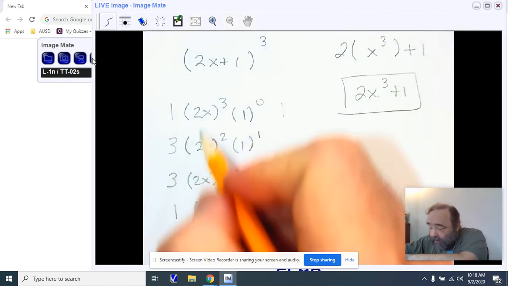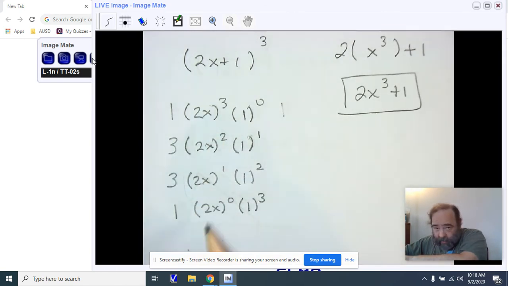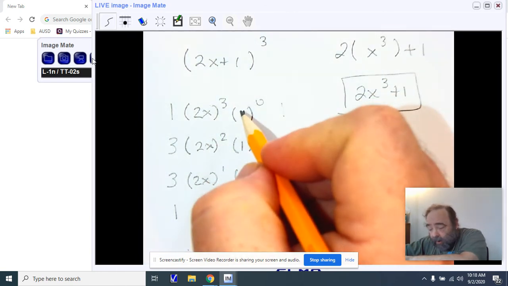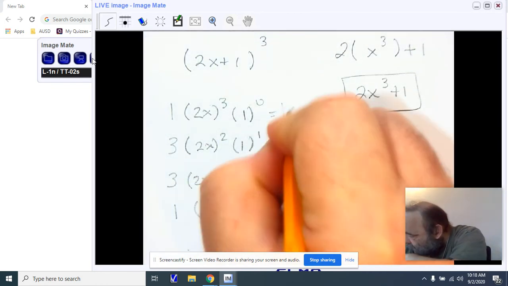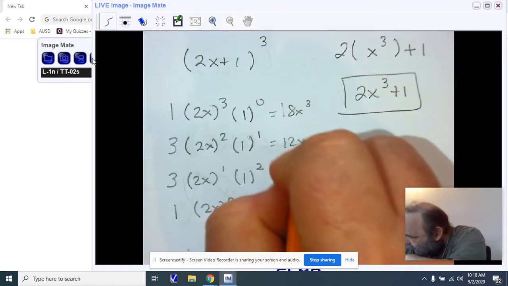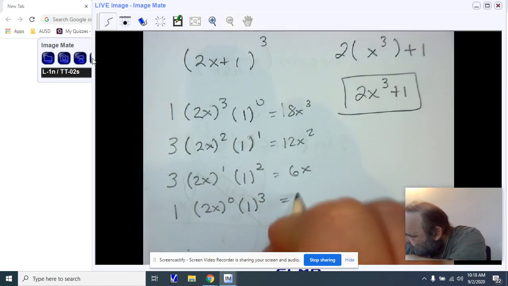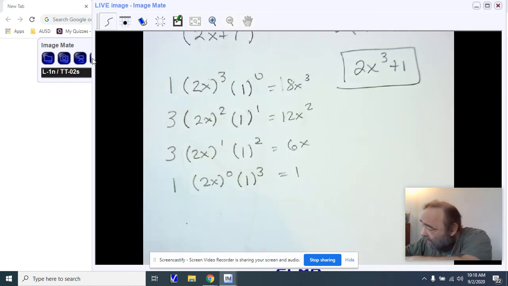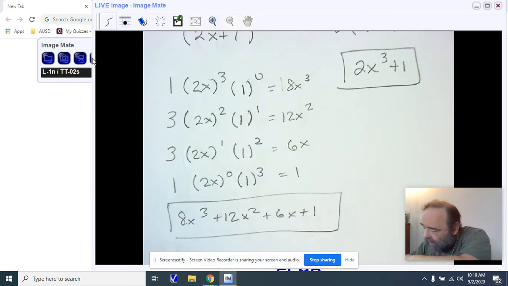Notice how the 2x, the first term, starts off at a power of 3 and goes down to 0, and the 1, the second term, starts at 0 and goes up to 3. So we end up with 8x cubed here. We end up with 12x squared. We end up with 6x and 1. We then put this together as 8x cubed plus 12x squared plus 6x plus 1. And that's the answer we're seeking.